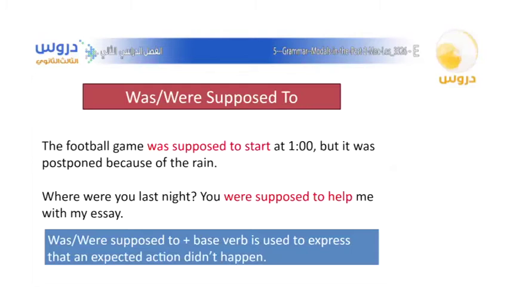Instead of saying the football game, we can also say it. It was supposed to start. Is that understood? The football game was supposed to start. I can also say it was supposed to start. It's the same thing. Or maybe I can say that Hiba and Aya were supposed to join me in today's lesson. Or I can say they were supposed to. It's the same thing. Okay? Okay, something was supposed to happen.